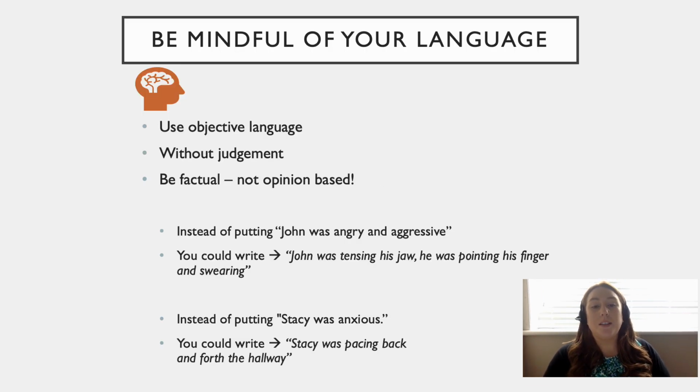So, it's really important to be mindful of the language that we use when we're filling out ABC charts. So, we always use objective language and we write without a judgment. So try and stick to the facts about what happened rather than incorporating your own opinion into what happened. So, for example, instead of writing John was angry and aggressive, we could write John was tensing his jaw, he was pointing his finger, and he was swearing. Or instead of writing Stacey was anxious, we could write Stacey was pacing back and forth in the hallway.